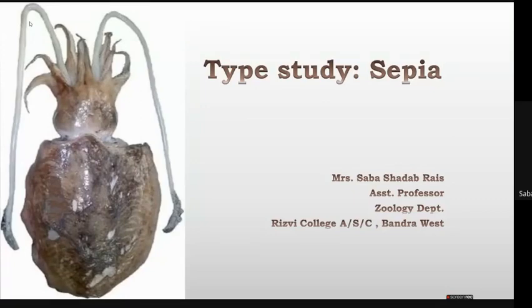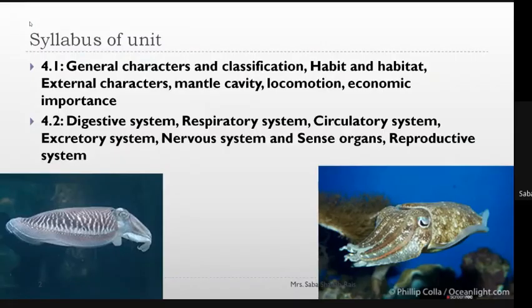So, in this complete video series we will be talking about the animal Sepia. Today we will just discuss the general characters of the Sepia. But in this complete unit, we are going to discuss the general character and classification, its habit and habitat, the external characters, mantle cavity, locomotion, and economic importance.